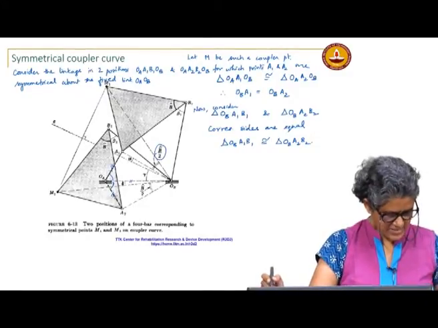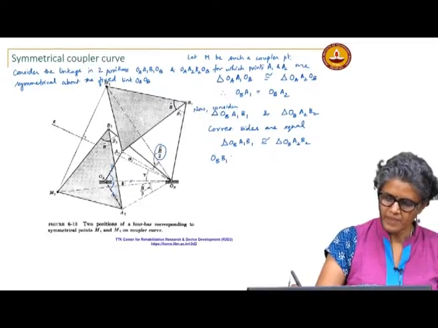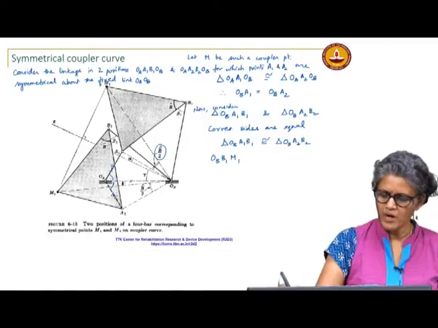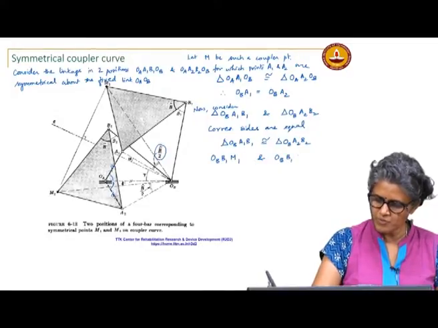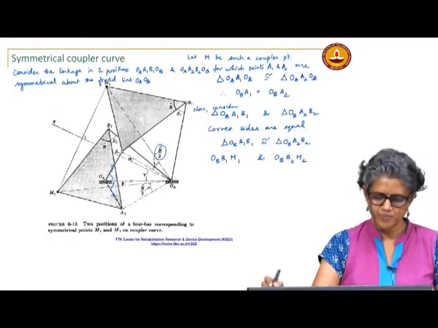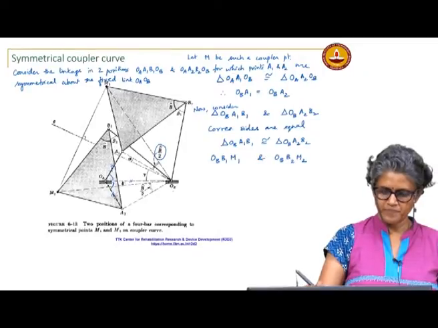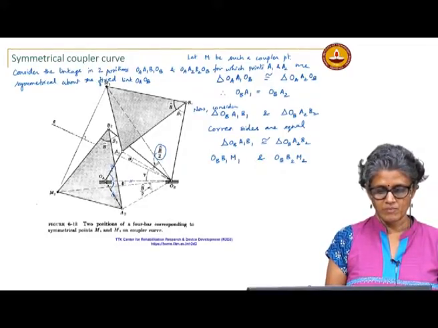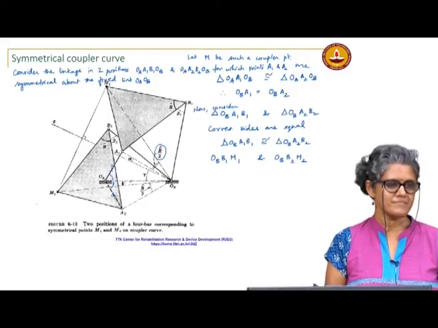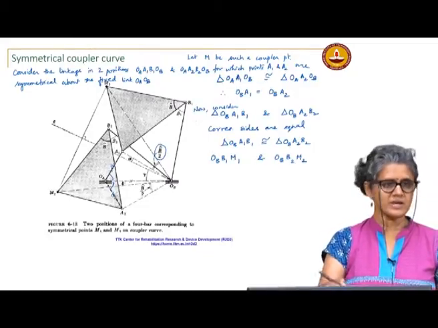Okay. Now, consider the triangles OB B1 M1 and OB B2 M2. Now you can directly say that you are rotating it, right? Because OB A2 B2 is a rigid body, and you are rotating it about this.